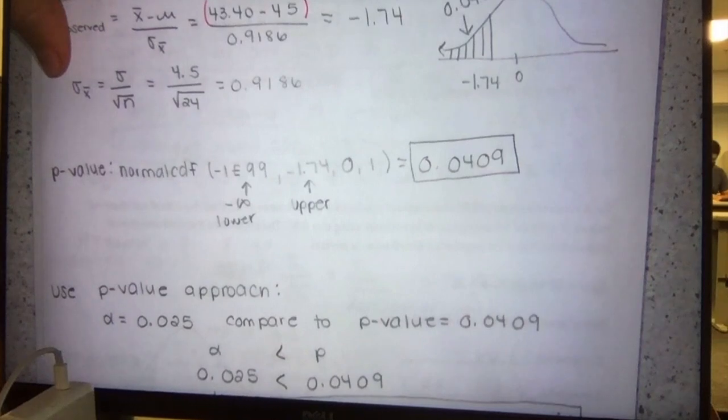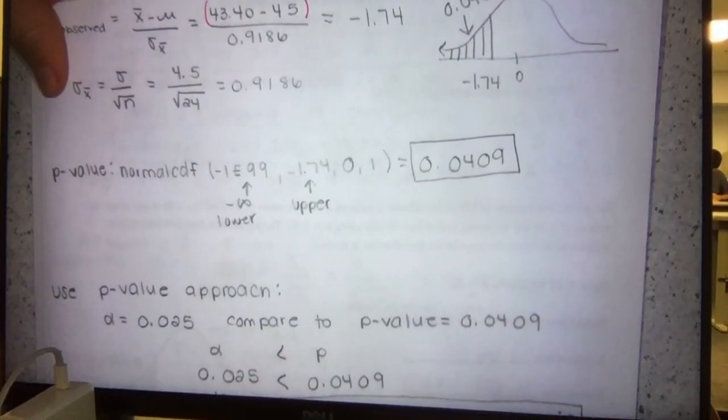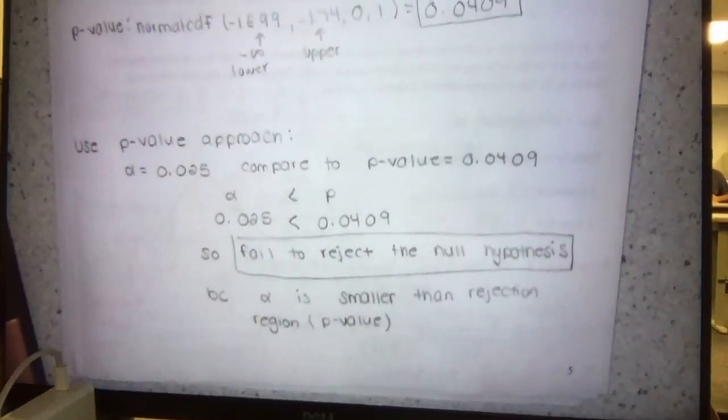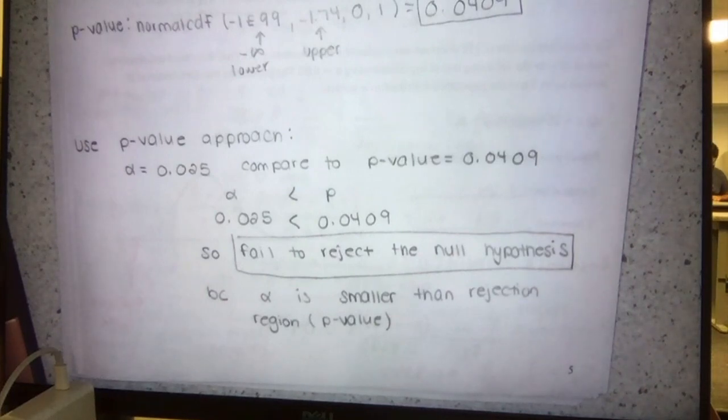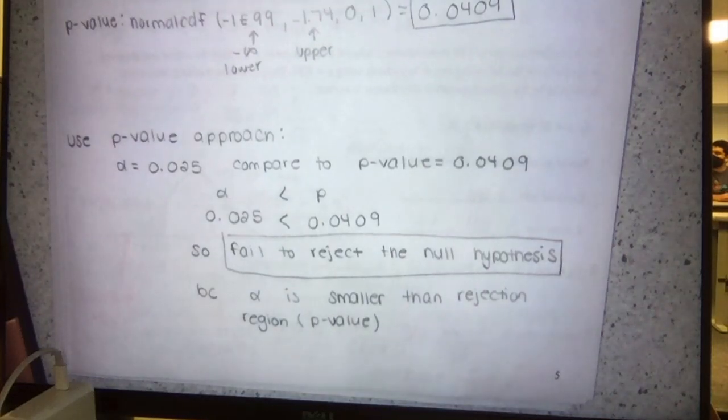Because alpha is smaller than the rejection region, which is our p-value, we don't have enough evidence, so we have to fail to reject it because our alpha is smaller. So questions, comments, concerns, how could I help you with this one, please?